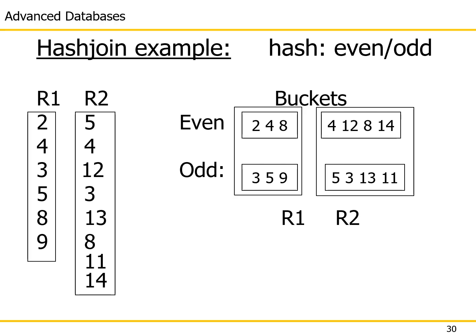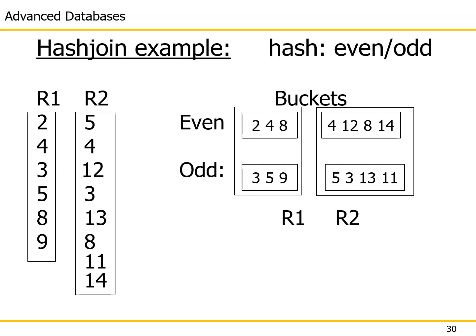Now, if you look at R1, it says 2, 4, 3, 5, 8, 9. That's in the column on the left. And if you look at the R1 buckets, 2, 4, and 8 are in one bucket because they are even, and 3, 5, 9 are in another bucket because they are odd. Same thing for R2. All the even entries are 4, 12, 8, and 14. And all the odd entries from the R2 column, 5, 3, 13, and 11, are in another bucket.